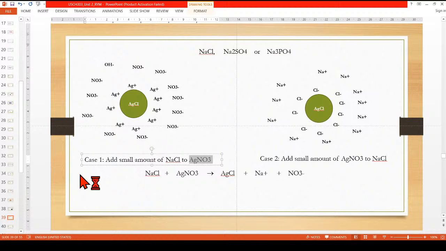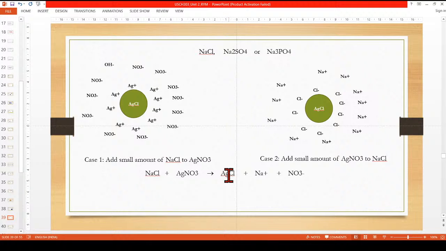Okay, so that way your host is AgNO3 and your guest is NaCl. NaCl is the guest, AgNO3 is the host. So when the first molecule of AgCl forms, its size will be just 0.1 to 1 nanometer. Okay, very small size, as we have seen.